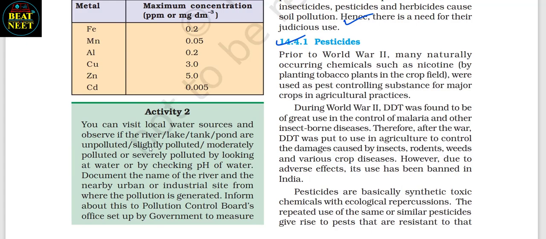14.4.1 Pesticides. Prior to World War II, many naturally occurring chemicals, such as nicotine by planting tobacco plants in the crop field, were used as pest controlling substances for major crops in agriculture practices. During World War II, DDT was found to be of great use in the control of malaria and other insect-borne diseases. Therefore, after the war, DDT was put to use in agriculture to control the damages caused by insects, rodents, weeds, and various crop diseases. However, due to adverse effects, its use has been banned in India.